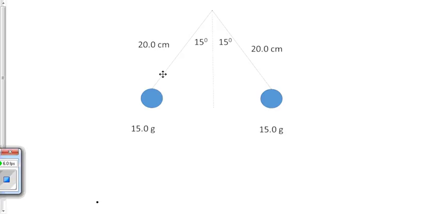Two charges are on strings of 20 centimeter length, 15 grams each, which are separated because they are both the same charge. We don't know what the charge is, but they're repelling each other to an equilibrium point where a 15 degree angle is made on both sides relative to the vertical. Our job is to figure out the value of the charge of each of the charges.